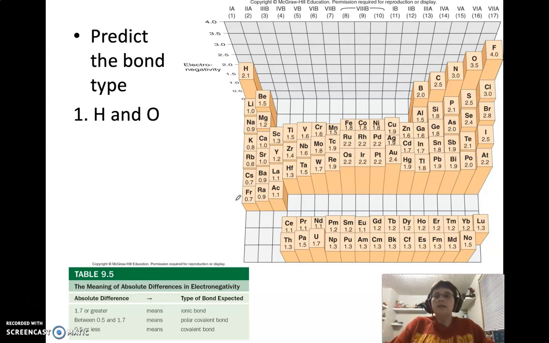So let's predict some bond types. The first one to look at is the bond between hydrogen and oxygen. So we're going to take hydrogen, which is 2.1, and we're going to find the difference between it and oxygen. Oxygen is 3.5, and like I said, we're looking for the absolute difference. So you're going to subtract those two from each other.